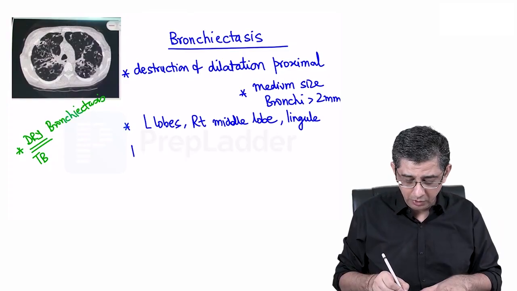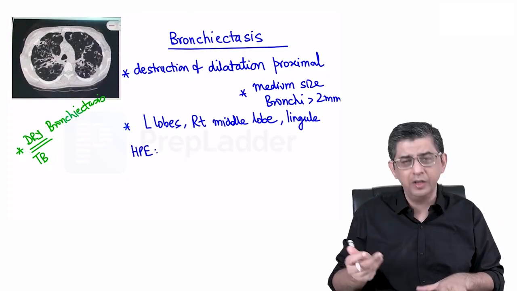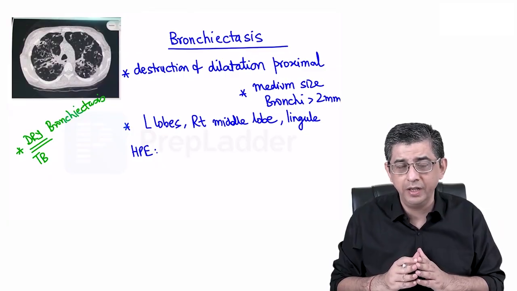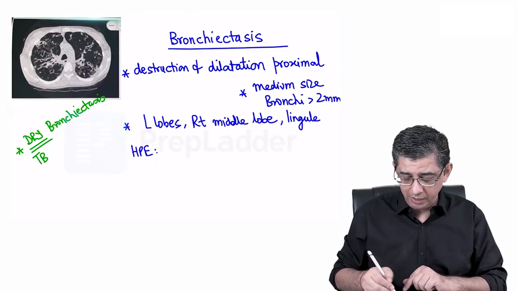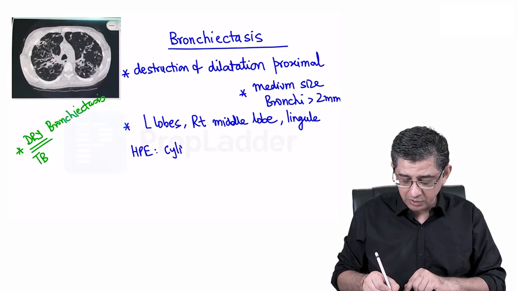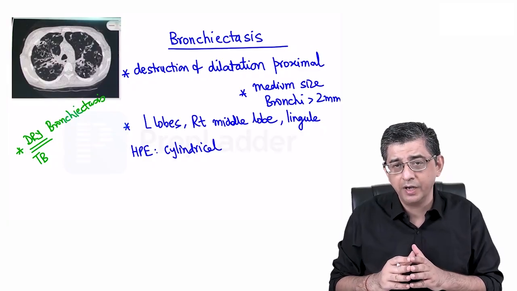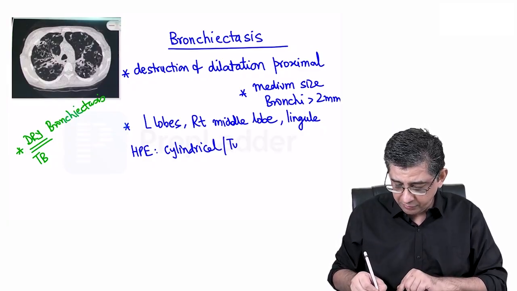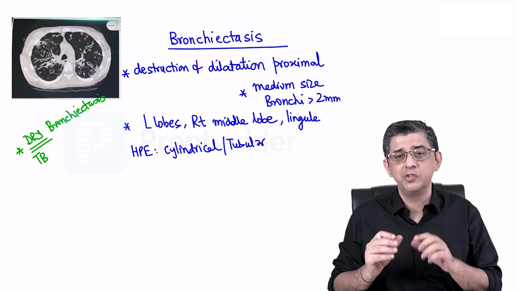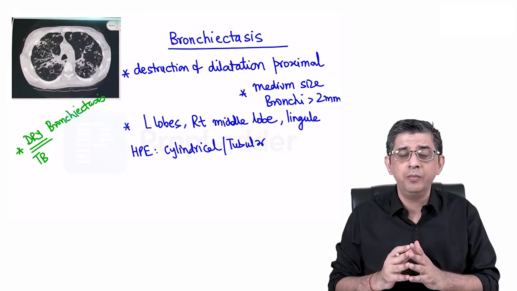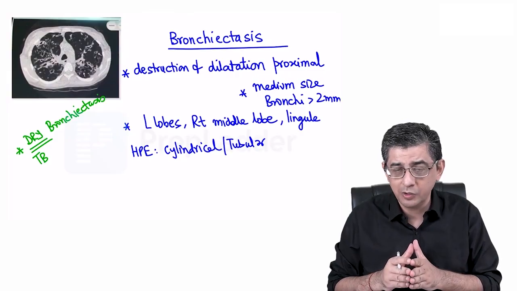Now, from the histopathological perspective, they can definitely incorporate, because nowadays is the era of integrated multiple choice questions. He can definitely incorporate which is the commonest histopathological subtype, which you very well know would be the cylindrical variety, or also referred to as the tubular variety, and is responsible for the classical tram track appearance that can be seen in these patients.